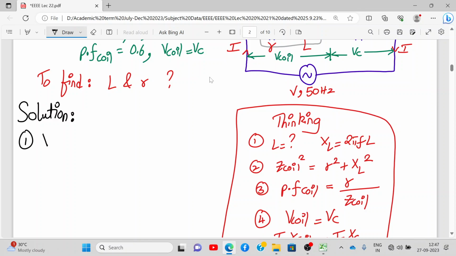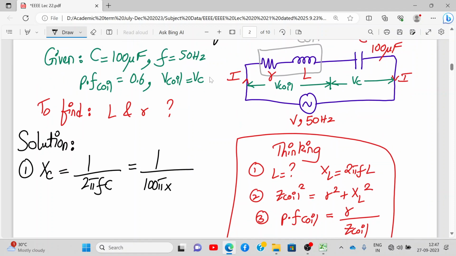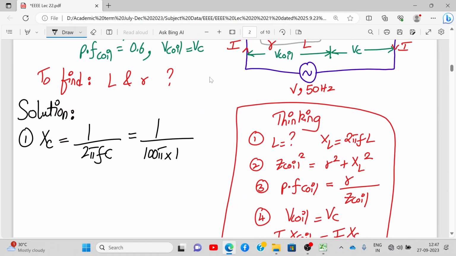So first step is to find XC. 1 by 2 pi F C. F is given, right? F is given as 50, right? So 100 pi, 2 pi into 50. 100 pi. What is C? 100 microfarad, right? Yes, it is 100 microfarad. So 100 pi into 100 into 10 raised to minus 6.